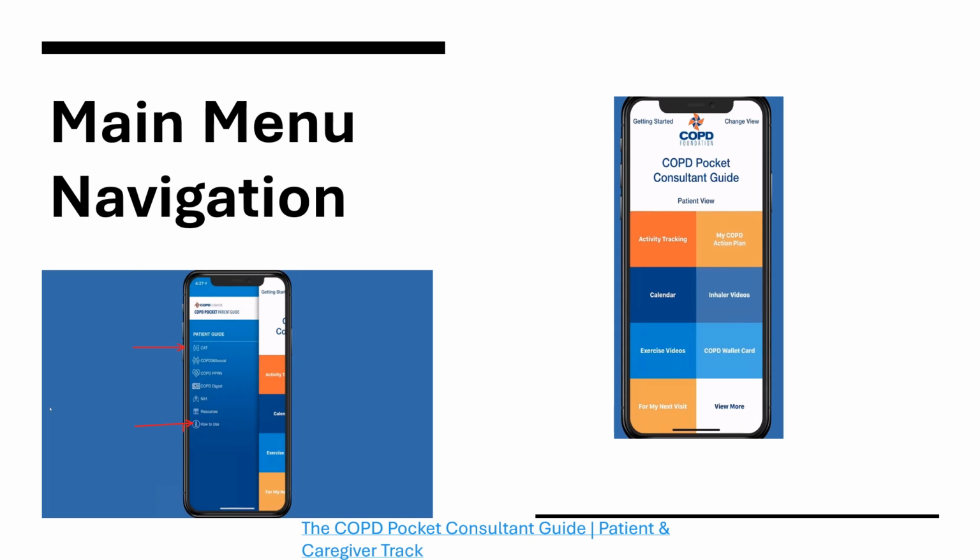For navigating the main menu, on the right you can see the main menu in the app. It includes important features like inhaler videos, activity tracking, and My COPD action plan. You can tap each tab to open that section. At the bottom right, there's a View More button that takes you to another menu with extra tools, like the COPD assessment and a guide on how to use the app.